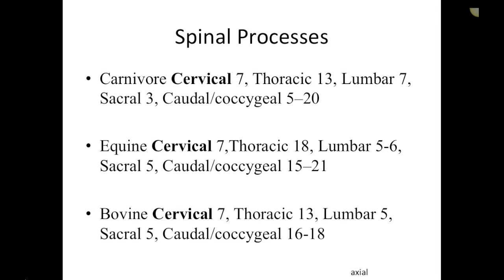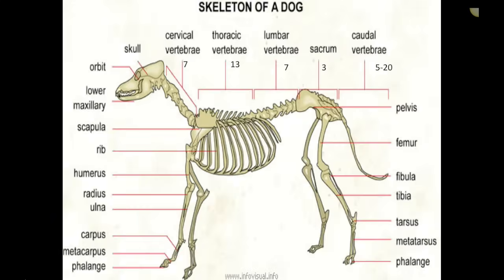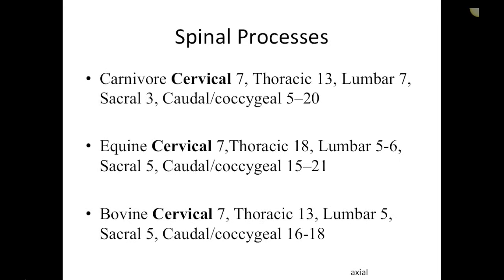This identifies the various sections of the spinal column and how many individual vertebrae are in each section. So we have a cervical section, a thoracic section, a lumbar section, a sacral section, and a coccygeal section. And then this is telling us exactly how many vertebrae are within each of those sections for carnivore, equine, and bovine. So just going back, you as a student will definitely want to get to know this.